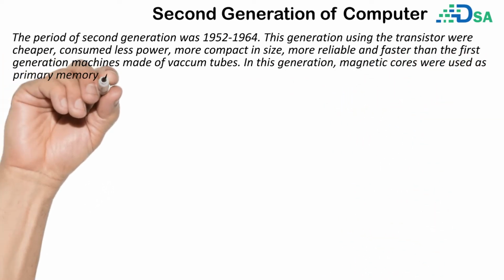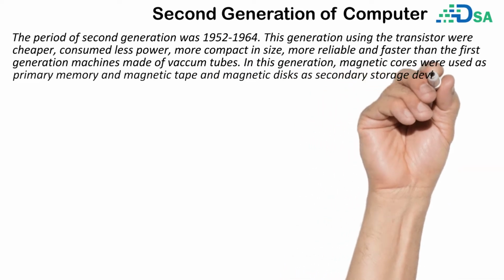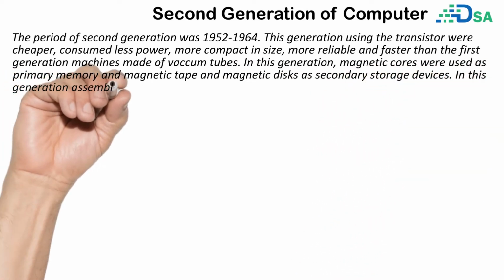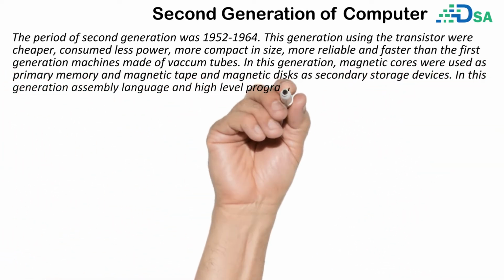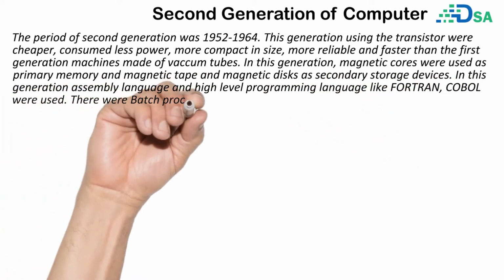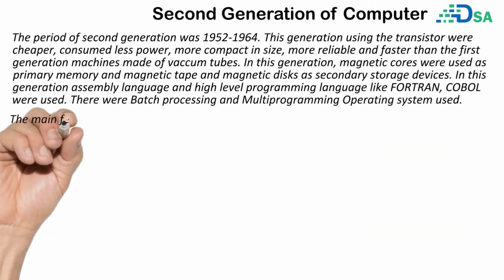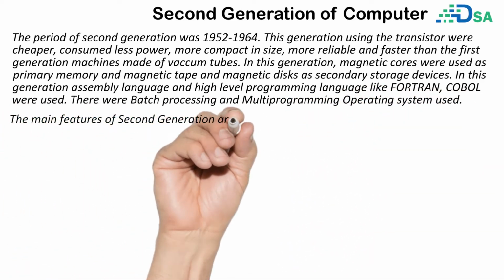In this generation, magnetic cores were used as primary memory and magnetic tape and magnetic disks as secondary storage devices. In this generation assembly language and high-level programming language like Fortran, COBOL were used. There were batch processing and multi-programming operating system used.